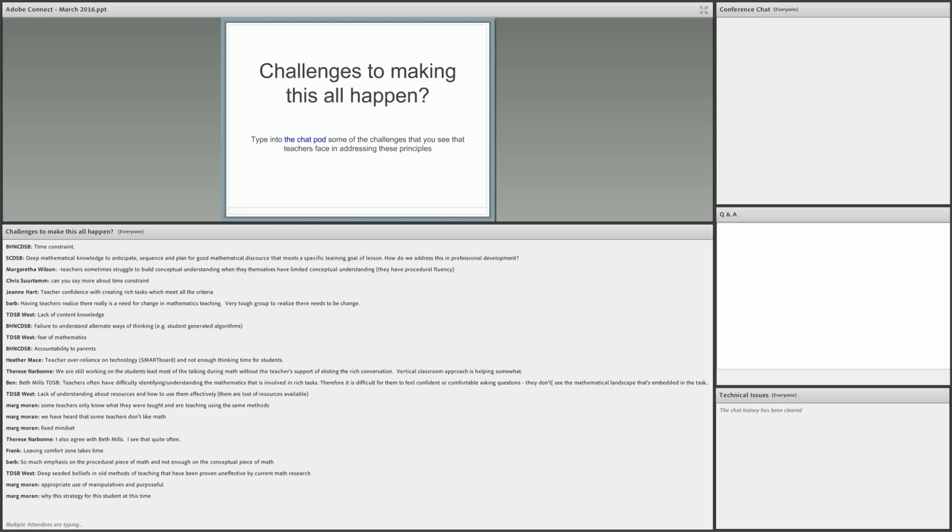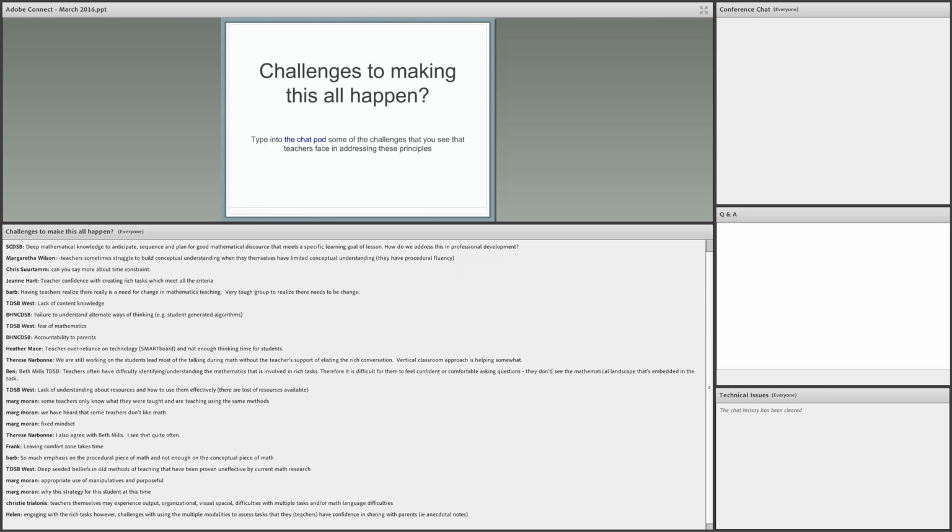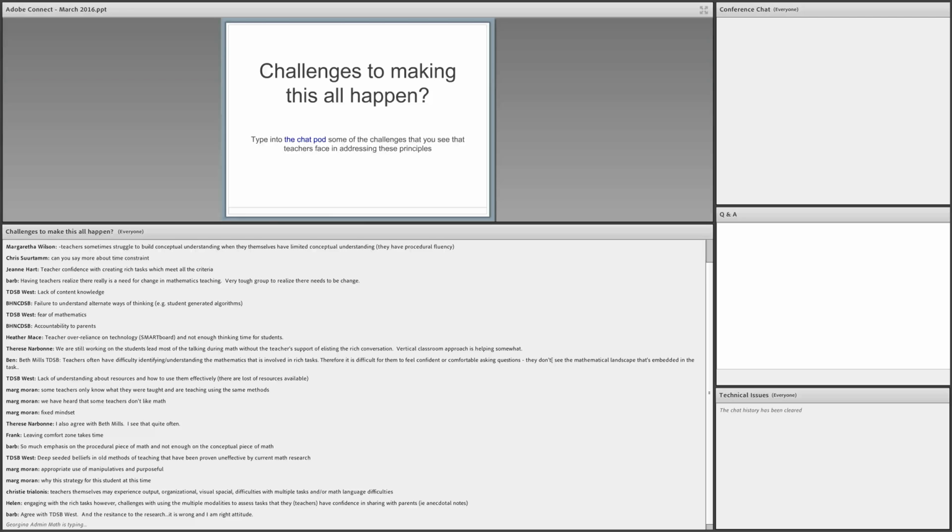So I see lots of things coming up. I want you to keep on typing, but I'll start to talk about some of them as we go, because there's a lot happening. There's a lot of discussion about mathematical knowledge, and teachers perhaps knowing memorized procedures but not necessarily having the conceptual understanding to facilitate some of this, and we're going to talk about that.